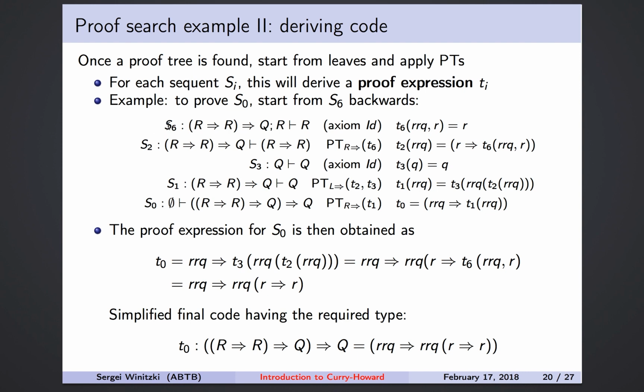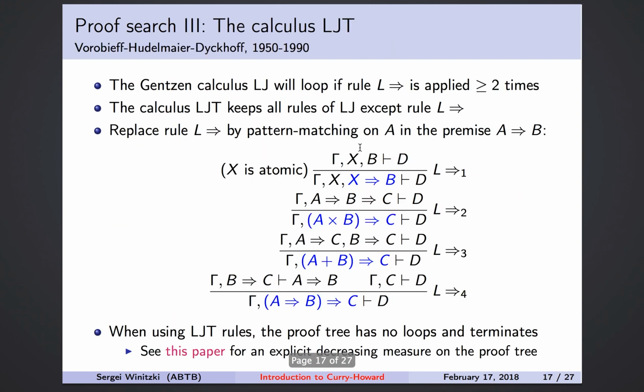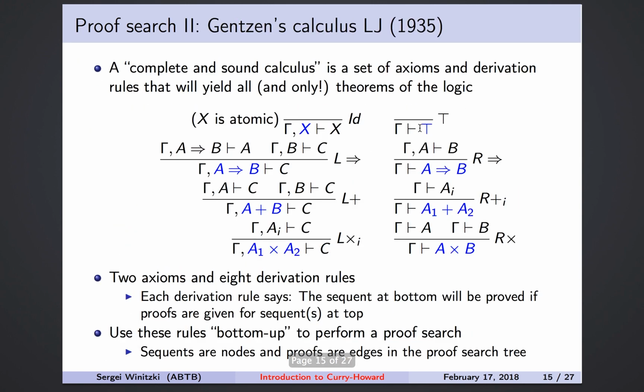The next sequence was S2. S2 was obtained by rule R implication or right implication from S6. So the proof transformer for right implication, let's look at the right implication and see what the proof transformer must be. So we are given this sequence for this expression, which is the function body.